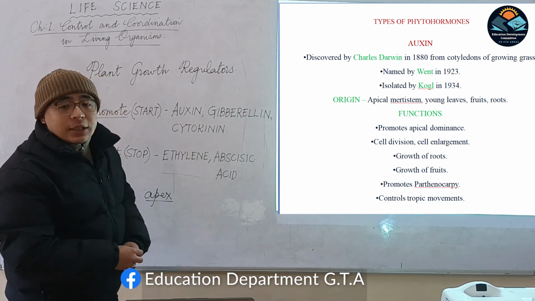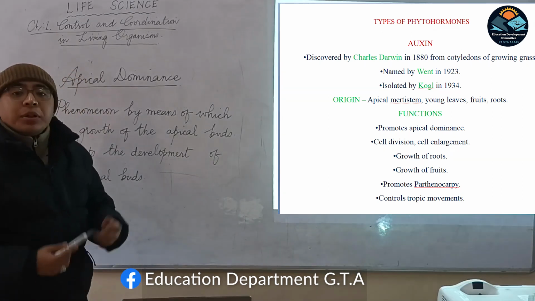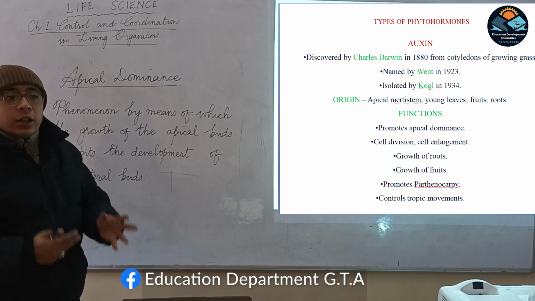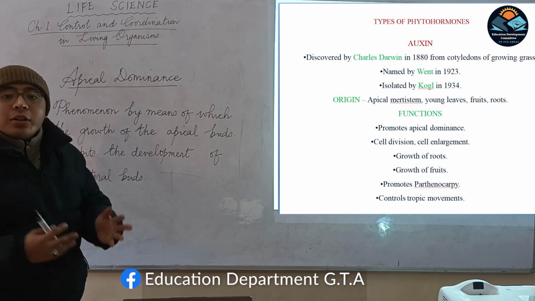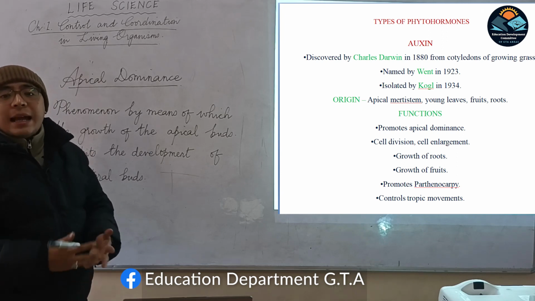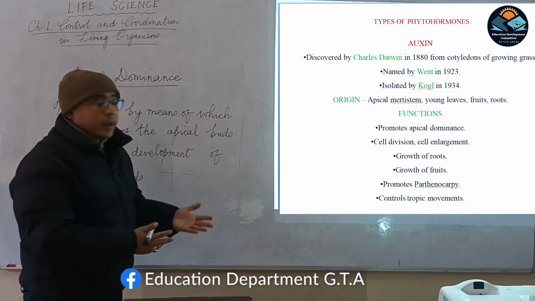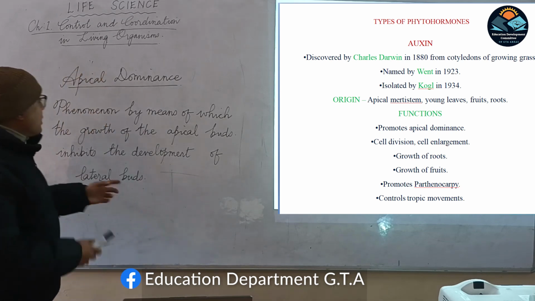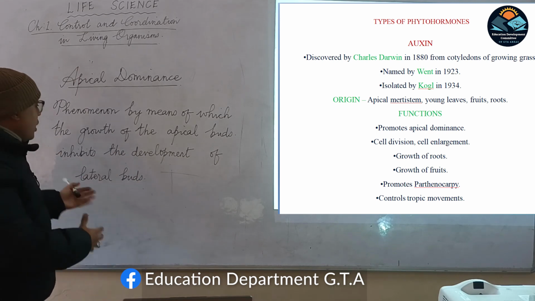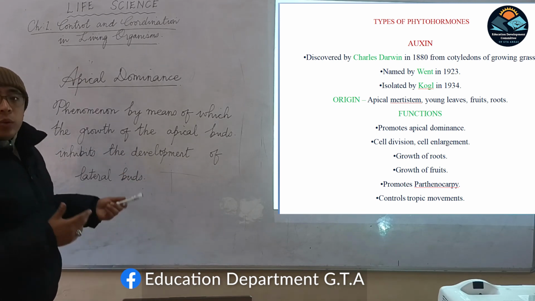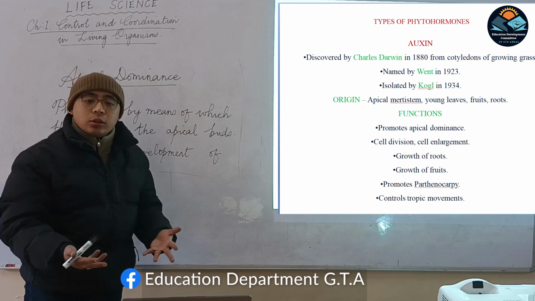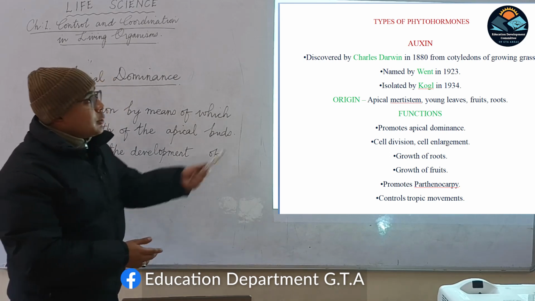Number one, it promotes apical dominance. Now in order to understand apical dominance, first we have to understand that plants have different types of buds on their body. The buds that are present on the tips are known as apical buds because they are present at the apex, and the other buds which are present on the sides of the plant are known as lateral buds. Now apical dominance is a phenomenon by which the growth of the apical bud inhibits or hinders the growth and development of the lateral buds, which means the growth of the apical bud takes place faster than the growth of the lateral buds. So this apical dominance is brought about by auxin.